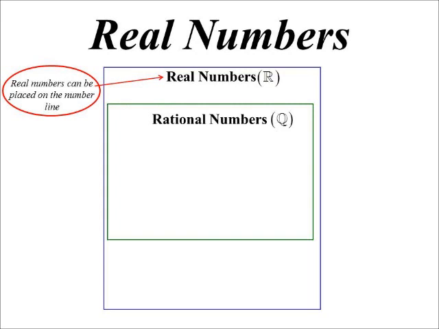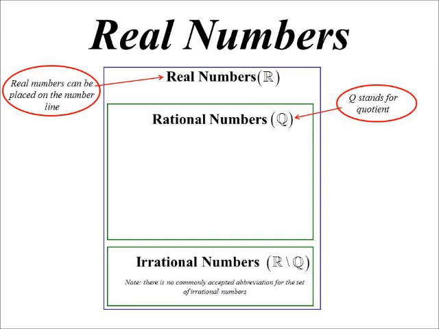The rational numbers, that's symbolized Q. Anyone got any clue why on earth you would symbolize the rational numbers with the letter Q? Because a rational number is any number that can be written as a fraction. And quotient, of course, means divide. And a fraction is dividing.